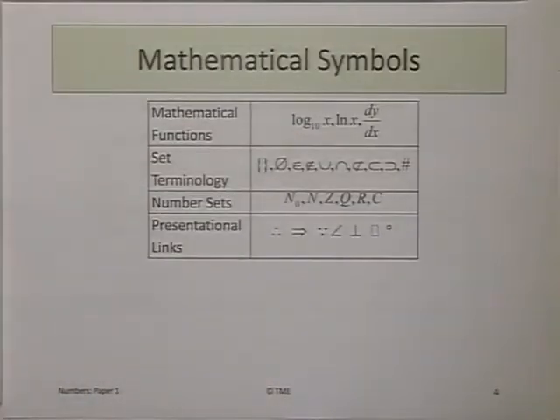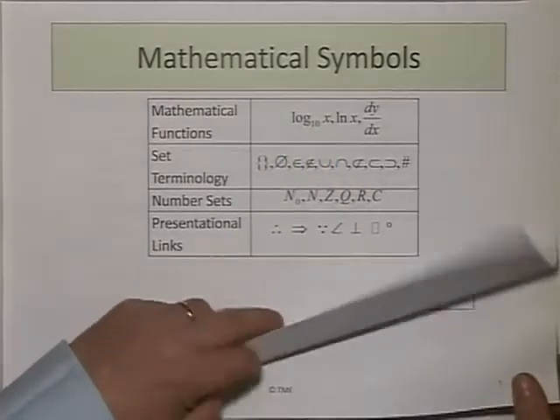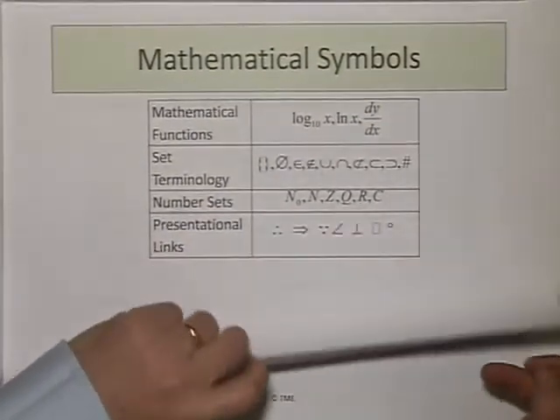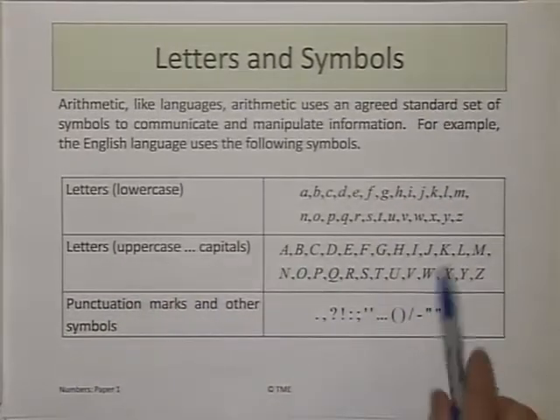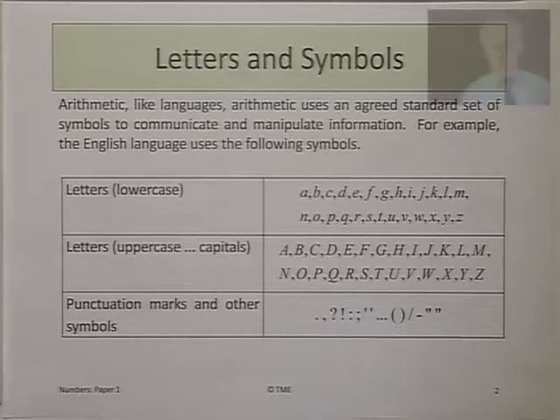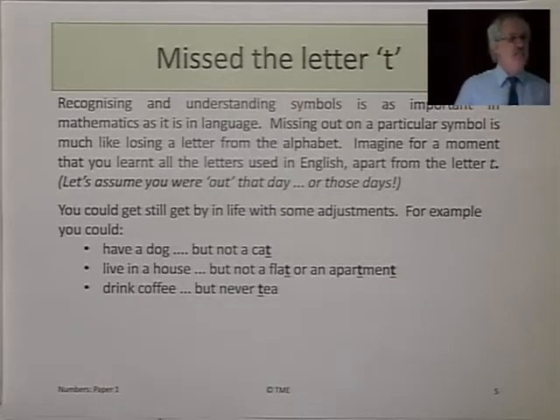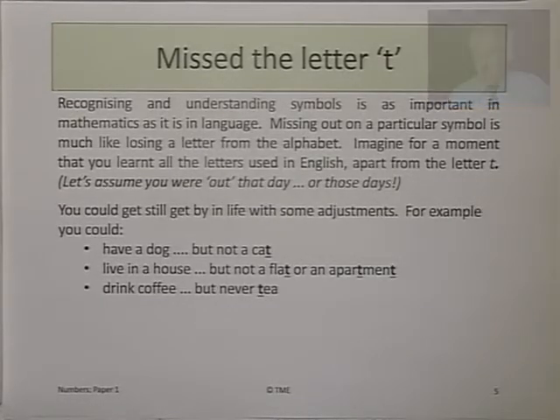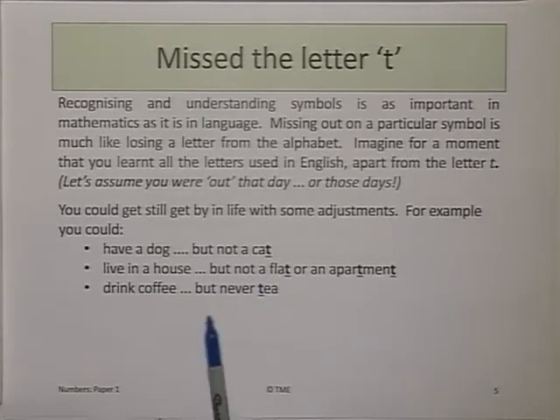So, just imagine that not every one of these is common to you. Imagine if that happened to you in English, and that when you were way back in learning your English language, you found some of the symbols a bit more awkward than others. You didn't grasp every single one of them. So let's imagine that you were out when the teacher did the letter T. You missed that day in primary school. You never learnt the letter T. You learnt all the other letters, you could get by. You could have a dog, but you couldn't have a cat. You could live in a house, but you couldn't live in a flat. And you could drink coffee all the time, because you just never got the letter T.